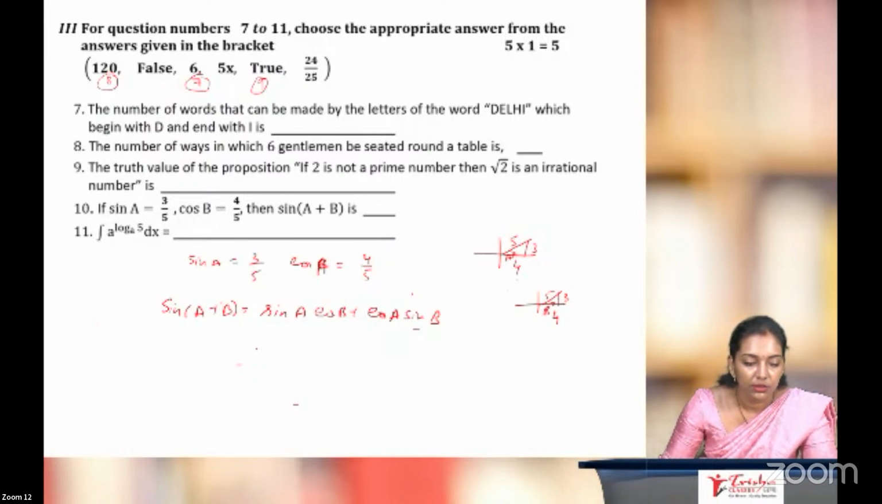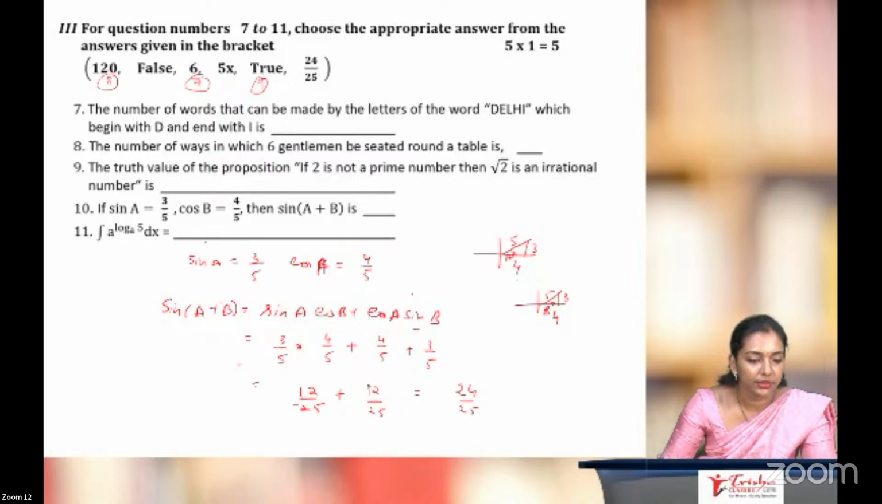So here you have sin A 3 by 5, cos B is 4 by 5, plus cos A 4 by 5, sin B that is 3 by 5. So just multiply this. So 12 by 25 plus 12 by 25. So here you have 24 by 25.